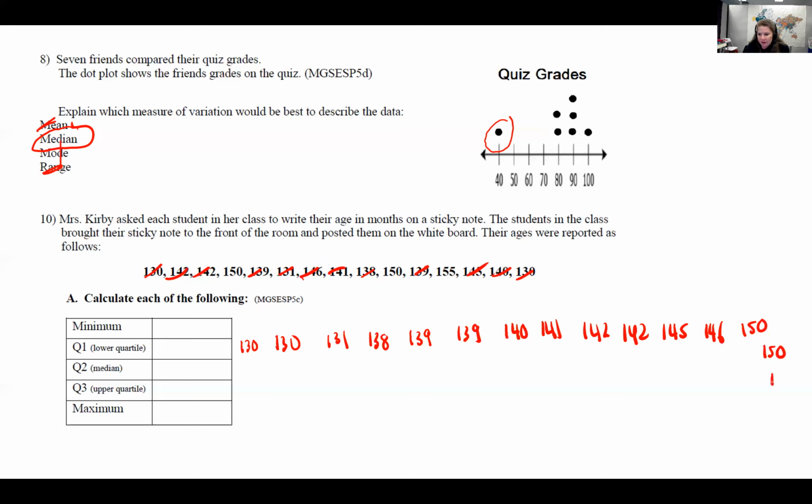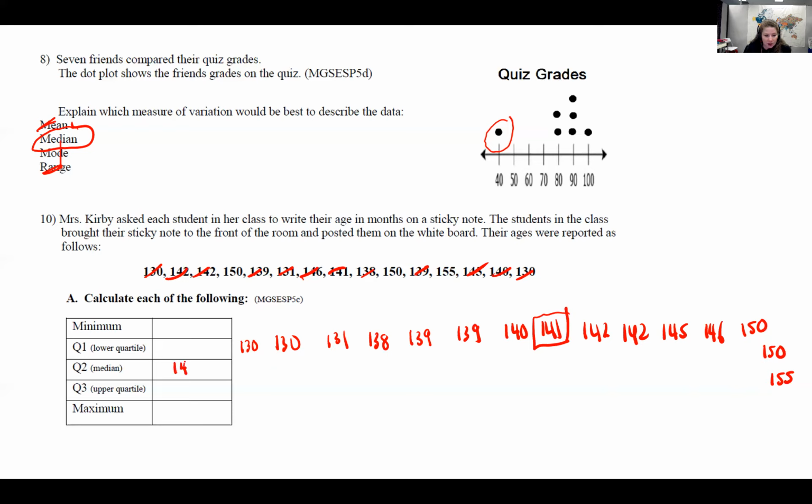Oh, I thought I could get it all on the same line, but I'm not going to be able to. And 155. All right, when you copy down numbers, always go back and count them. 1, 2, 3, 4, 5, 6, 7, 8, 9, 10, 11, 12, 13, 14, 15. All right, I like when there's an odd number. 1, 2, 3, 4, 5, 6, 7. Good. So we have one middle number, which is the median.